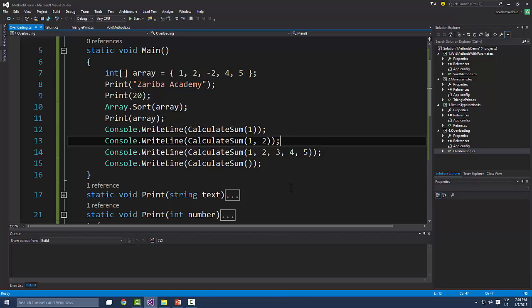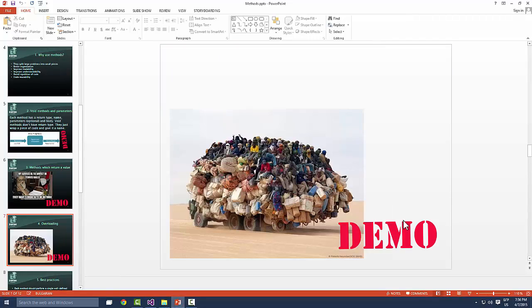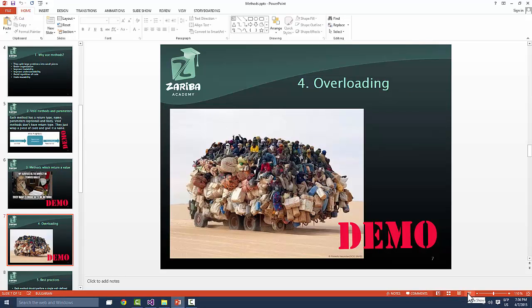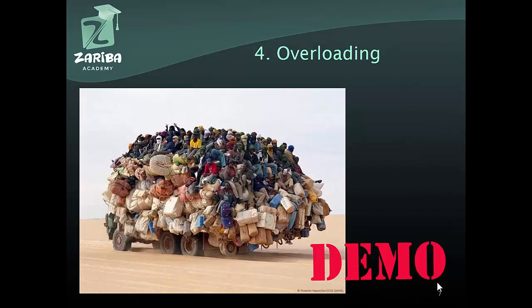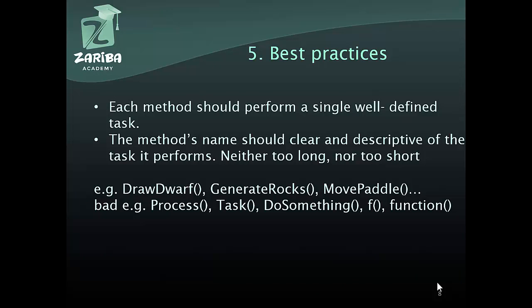Yeah, okay, and that's pretty much about the lecture. Let's have a look at the last slide. So, best practices: each method should perform a single well-defined task. Don't make a method called game that does all of the game. There is absolutely no reason to do that. Every method has to have a single, well-defined task, and it should perform just that task.